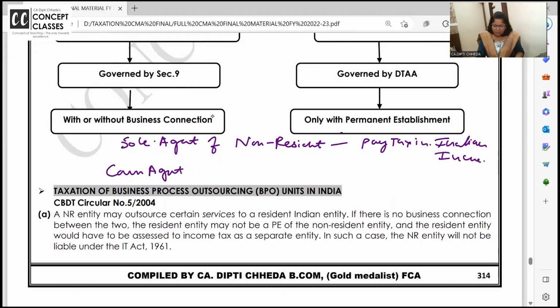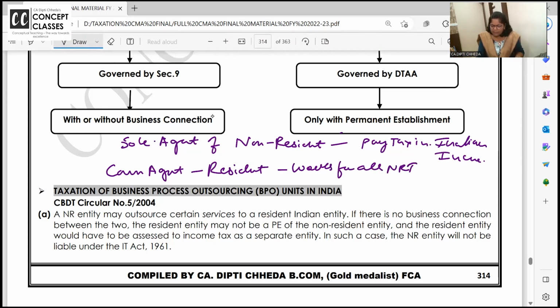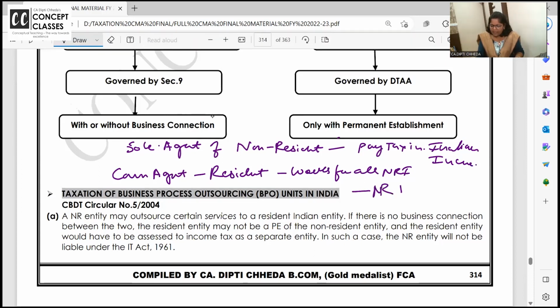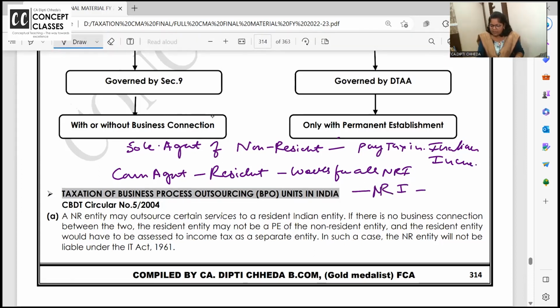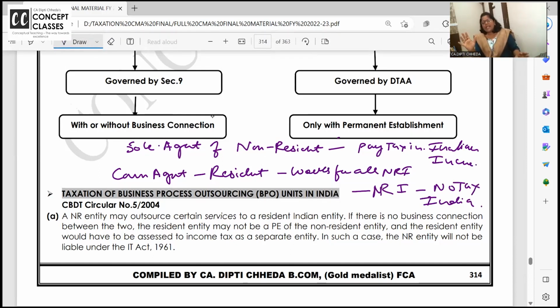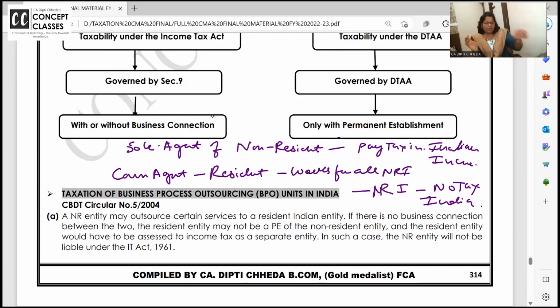कॉमन एजेंट who himself is resident, works for all NRIs, sub non-resident NRI, no tax in India. NRI को इंडिया में टैक्स पे करने की जरूरत नहीं. मैंने ग्रामर मिस किया है बट अगर कॉन्सेप्ट क्लियर है तो यू विल बी एबल टू आंसर केस स्टडी बेस्ड क्वेश्चन. राइट इट एंड आस्क मी डाउट्स प्लीज.